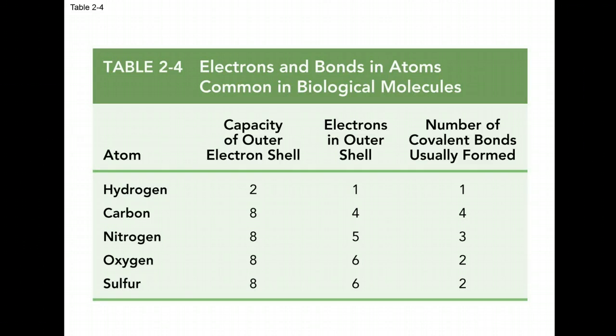This slide lists some common elements found in living organisms and the number of electrons in the outermost shell. As mentioned previously, the electrons in the outermost shell ultimately determine whether the atom will react with another atom. If the outermost shell is full, the atom will not react. If the outermost shell is not full, it will react. And we define full as the first shell can hold up to 2, and the second shell can hold up to 8.